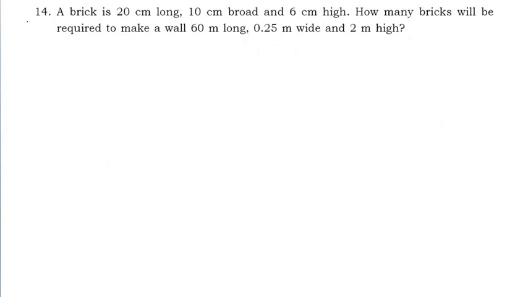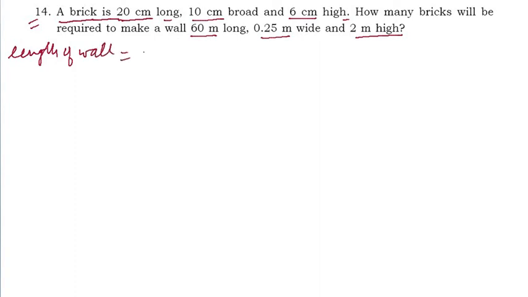Now come to the 14th question. A brick of 20 centimeter long, 10 centimeter broad and 6 centimeter high. How many bricks will be required to make wall? 60 meter long, 6.25 meter wide and 2 meter high. So first of all, length of wall. You can write here length of wall. That is the 60 meter. You can write here 60 meter, but change into centimeter. 60 and the double zero, so it will be changed into centimeter.